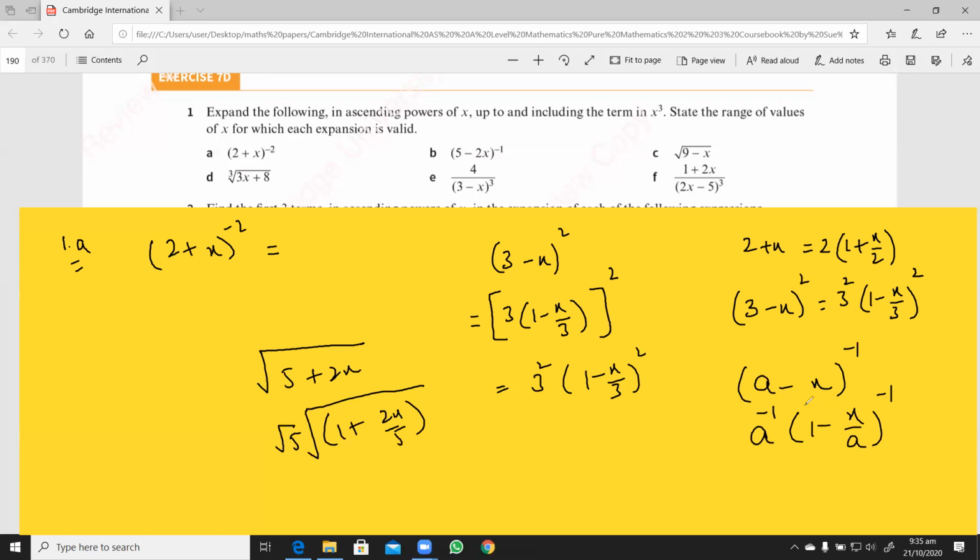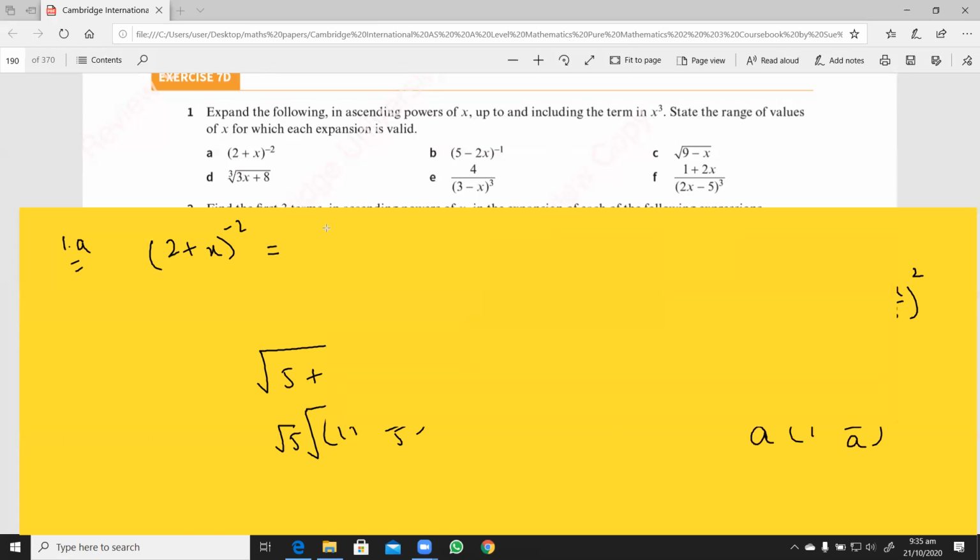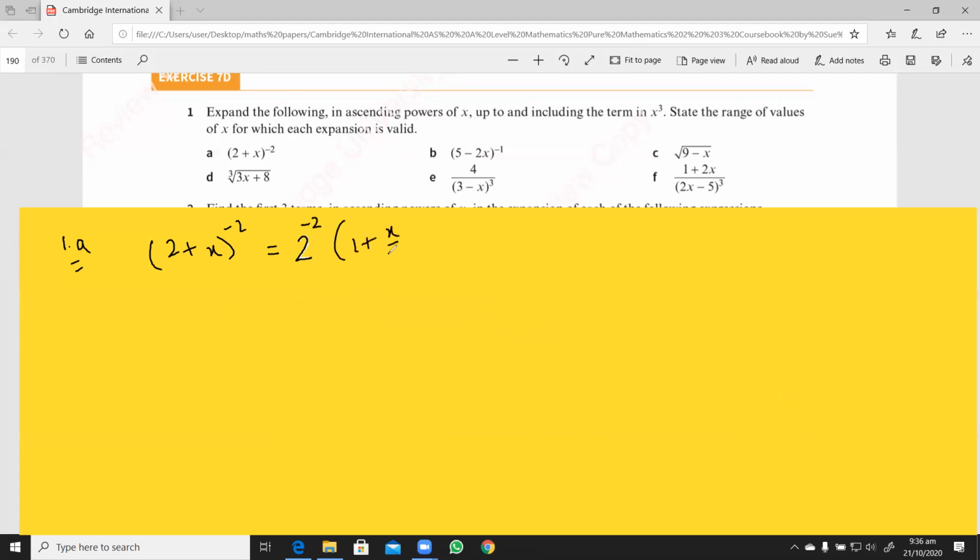This is the point where the majority make a mistake while expanding these binomials. Okay, so let's get back to the question that we were trying to solve here. I want this to be 1 plus something inside the bracket. So I need to take this 2 out of this bracket. So this is going to be 2 raised to power minus 2 into 1 plus x over 2 raised to power minus 2.